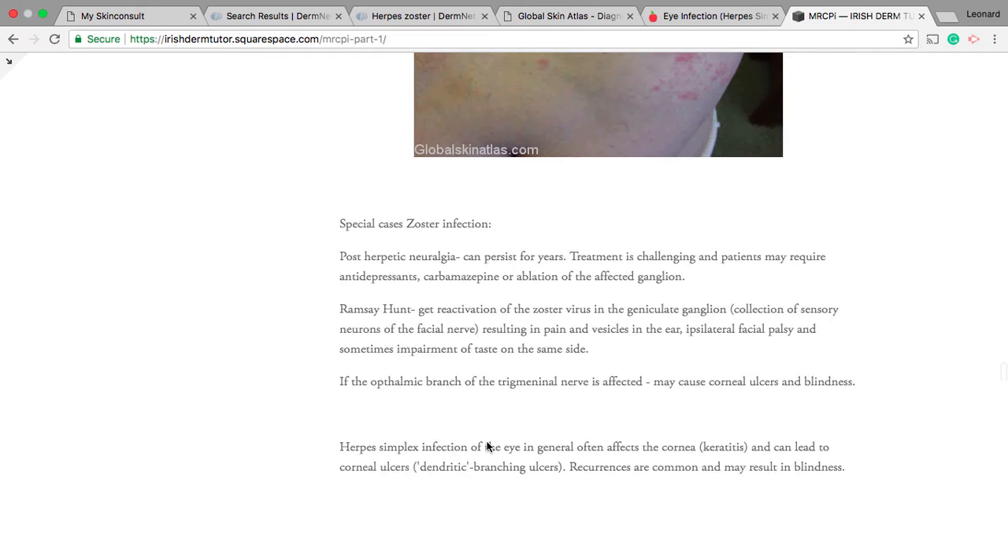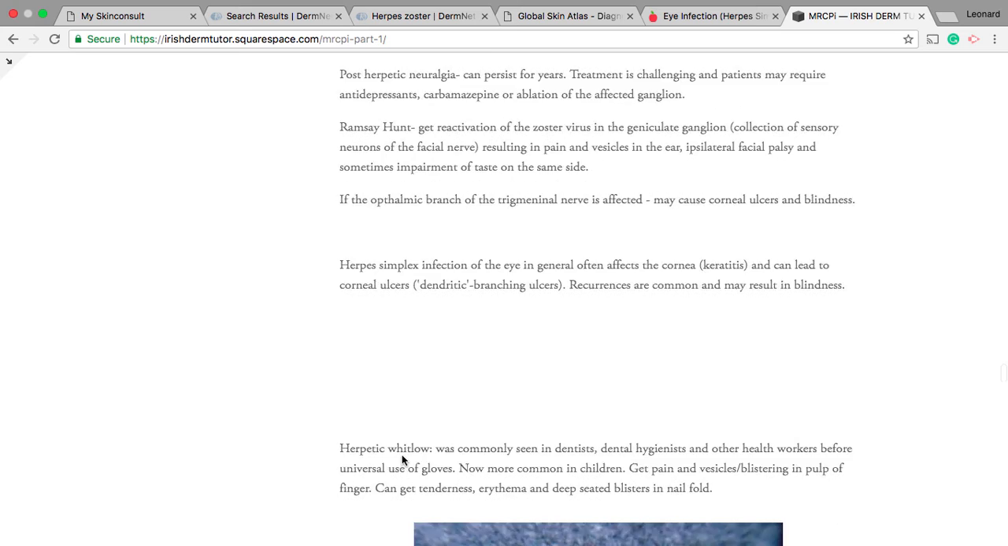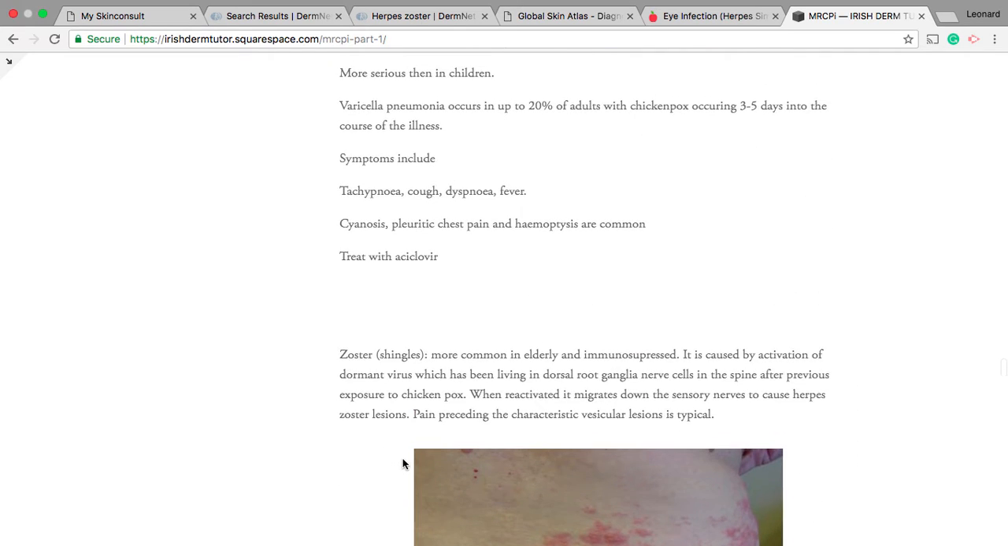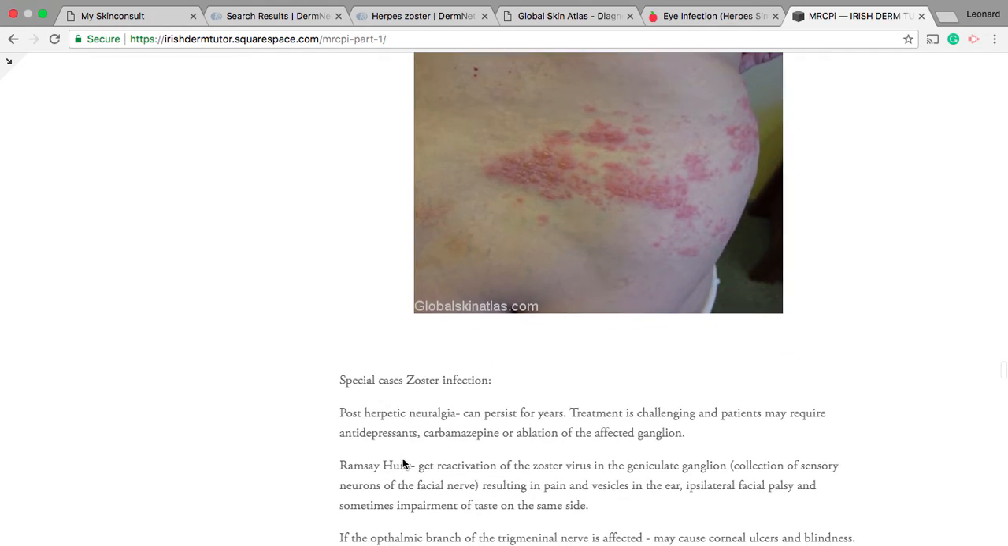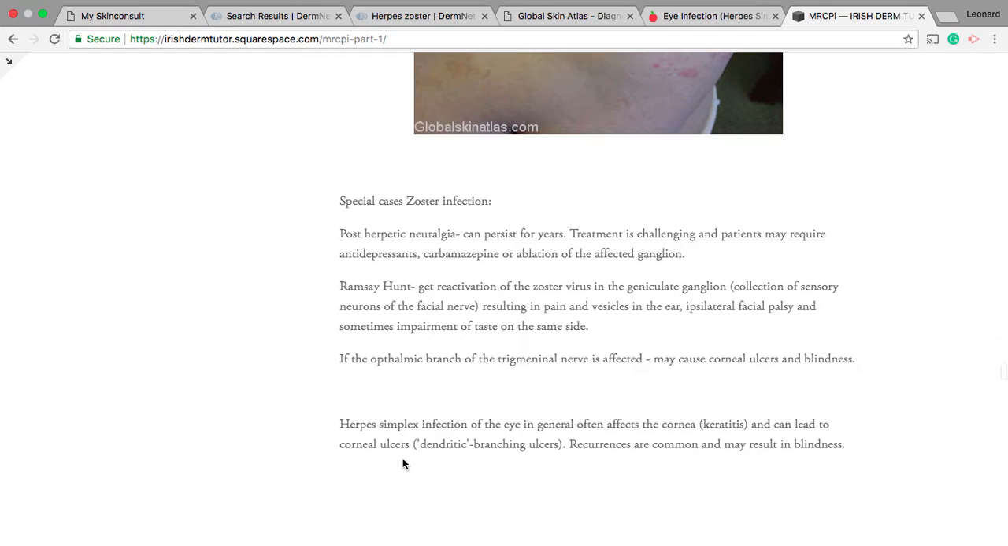And in general, with regards to herpes infection of the eye, it often affects the cornea, and this is called keratitis. This can lead to corneal ulcers, called dendritic ulcers, which basically means they look like they're branching out when you look at them with the special staining. Recurrences of eye infections are common, and they can result in blindness. With regards to treatment of zoster, if it's quite severe, they might need oral or IV antivirals.